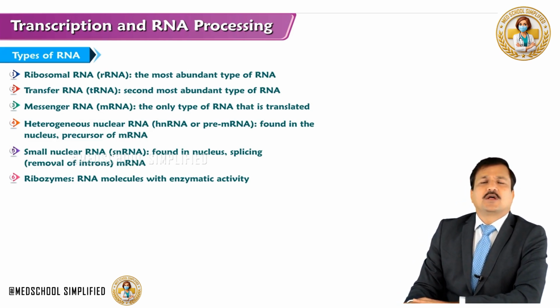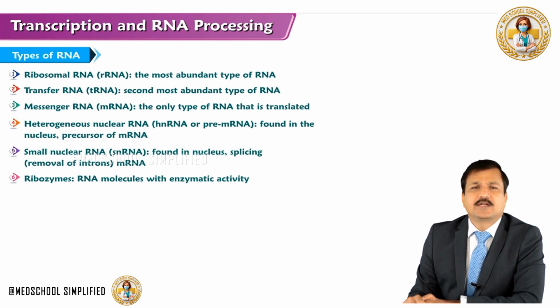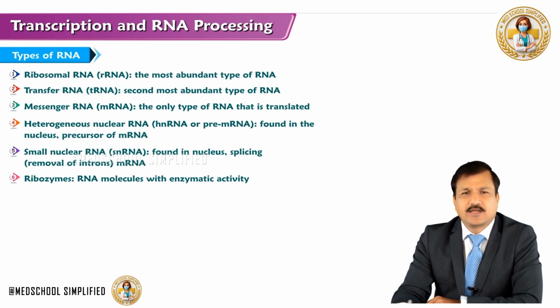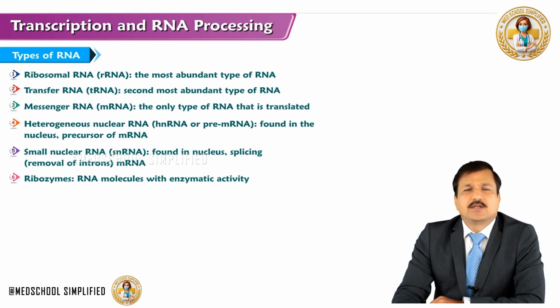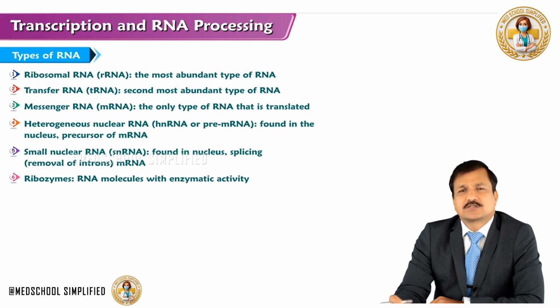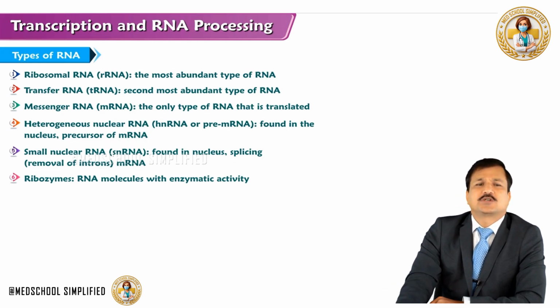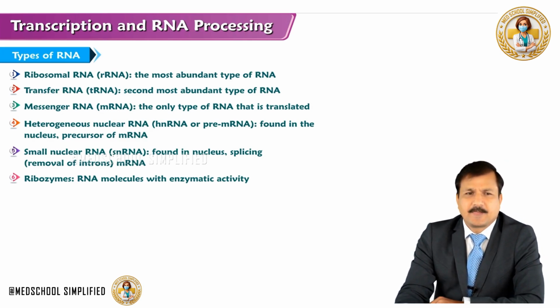Coming to the fourth type of RNA, that is heterogeneous nuclear RNA, referred to as hnRNA, or also referred to as pre-mRNA. This is found only in the nucleus of eukaryotic cells. It represents precursors of mRNA, and these are formed during its post-transcriptional processing.